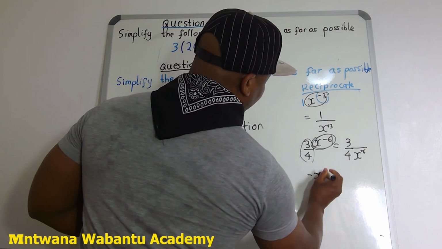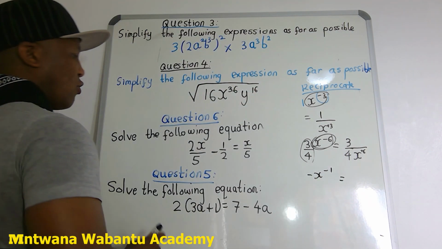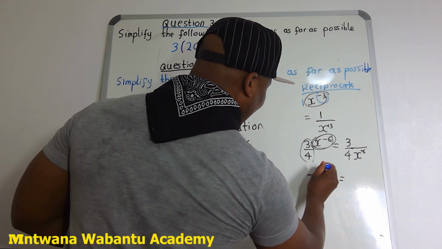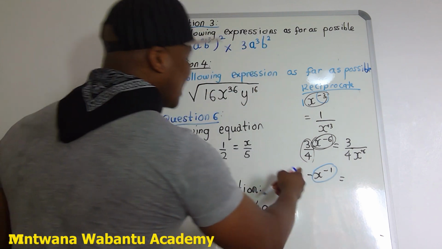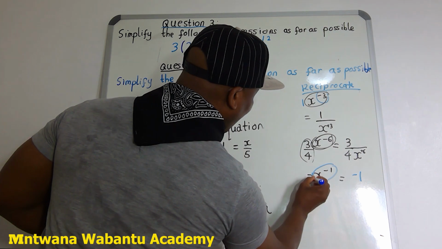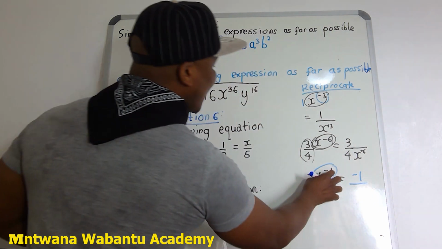Negative x, negative 1. So now, which number is before this? Because this is what we're going to reciprocate. This stuff here. Which number is before that? Oh, it's negative. But when you say negative, it's like a negative 1, because there's no number, it means it's 1. So negative 1, and then we take everything to the bottom.